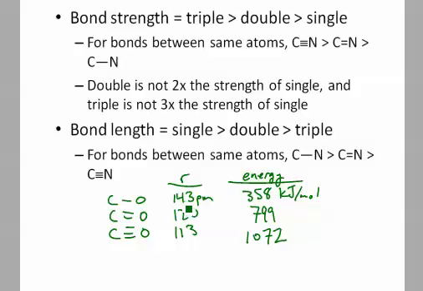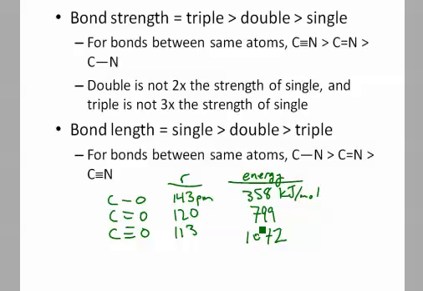So a double bond isn't twice as short as a single bond. It's also not twice as strong as a single bond, but we just want to know the trend here. A single bond is weaker than a double bond, is weaker than a triple bond.